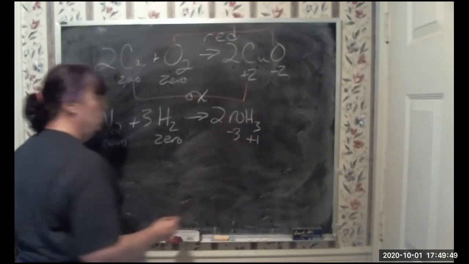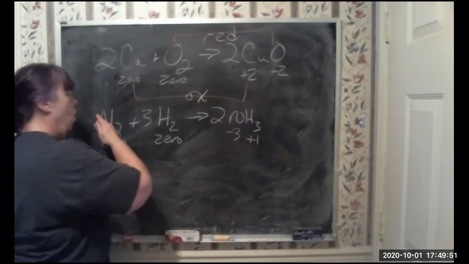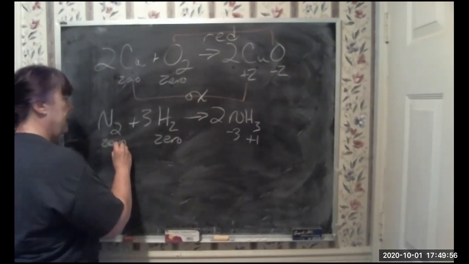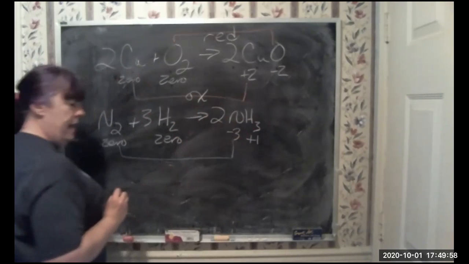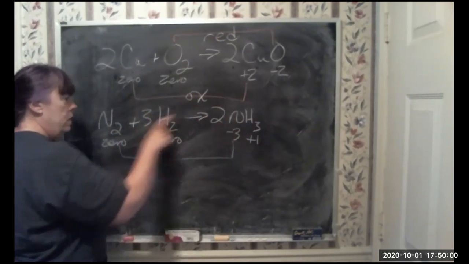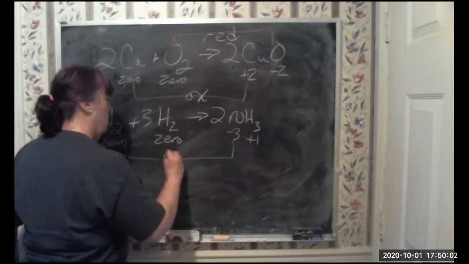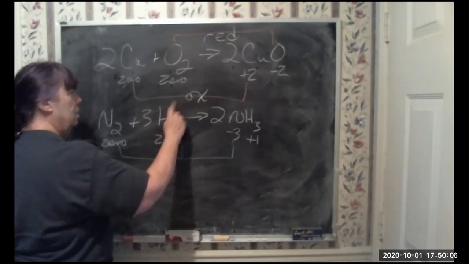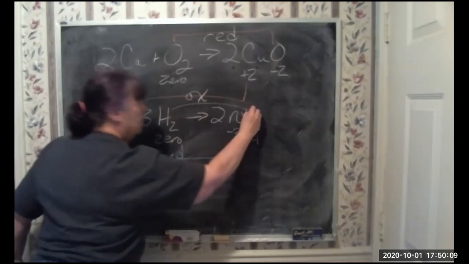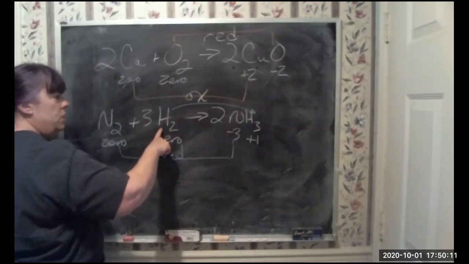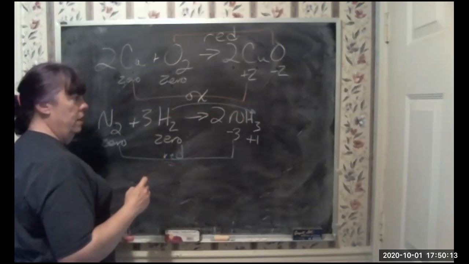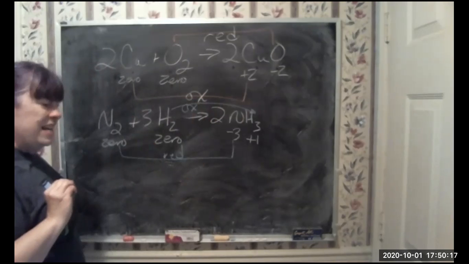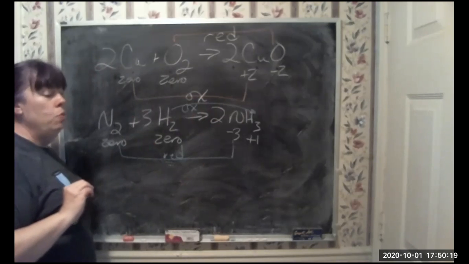So this gets back to looking at what's happening as you're going from left to right. My nitrogen went down. I went from 0 down to -3. So this is going to be reduced. On the other hand, just like the one above there, as I kind of draw in between here, I went from 0 up to +1. So my oxidation occurred to my hydrogen.